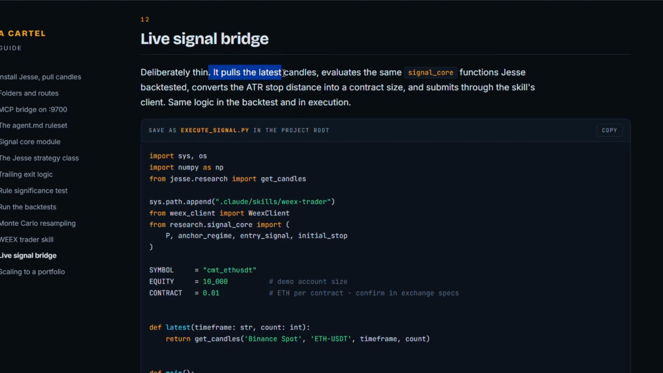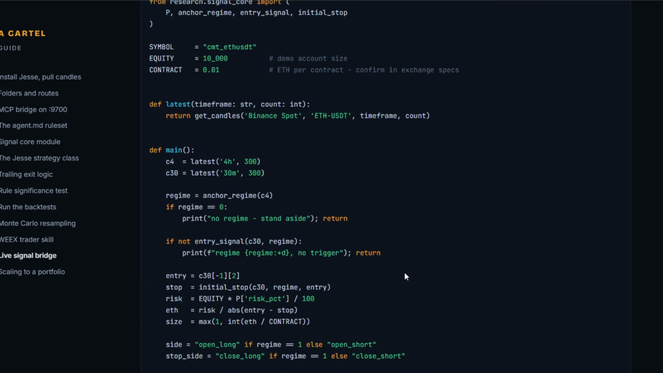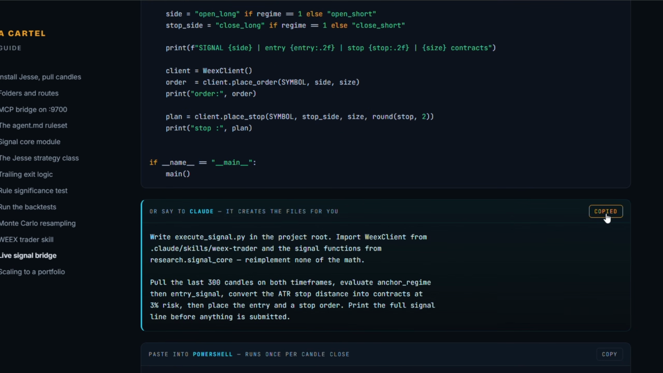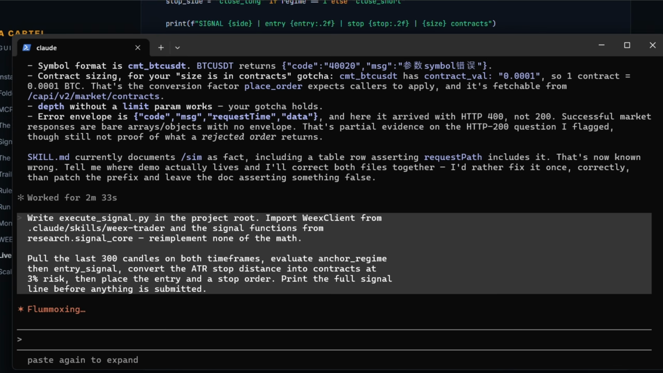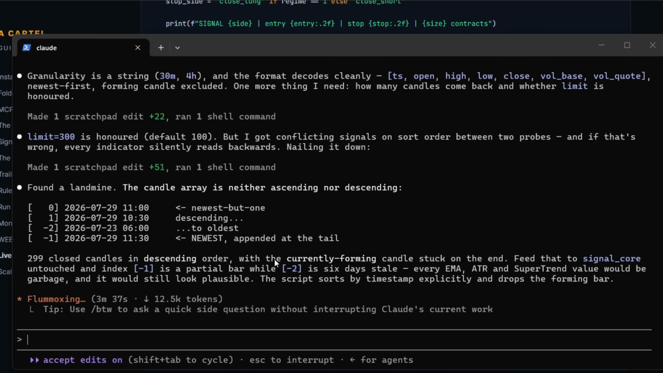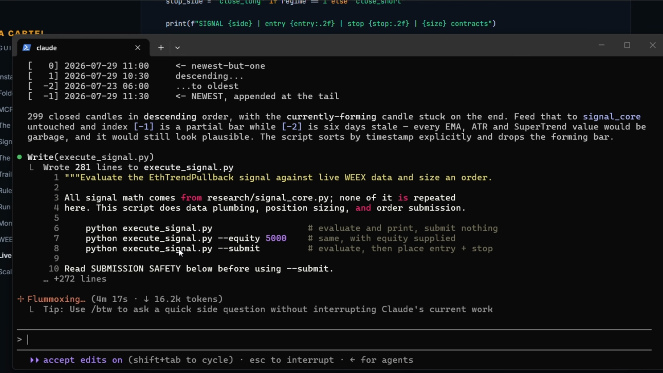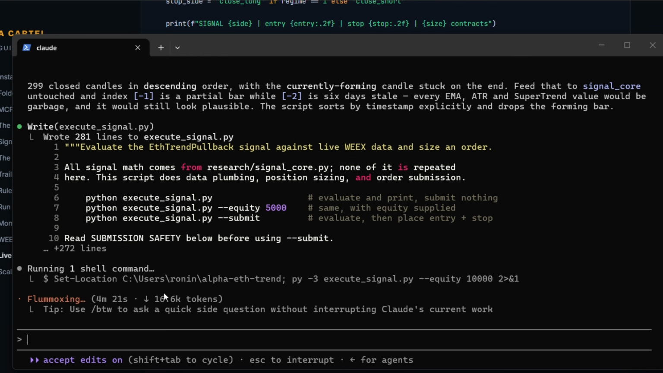The bridge script is thin. It pulls the latest candles, evaluates the same signal functions Jesse backtested, converts the ATR stop distance into a contract size, and submits through the skill's client. Same logic in the backtest and in execution. That's the full loop, which is a good place to tell you why it isn't enough.